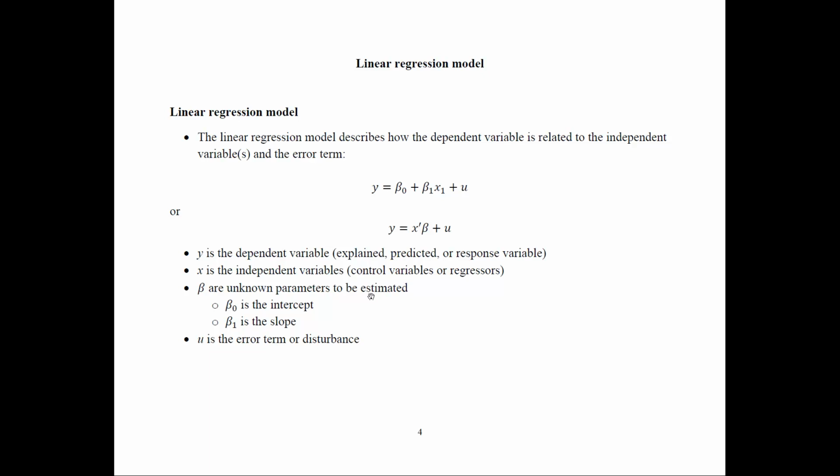And beta are the unknown parameters to be estimated. We don't know what these are, but we're looking for a relationship there. And in the specific case where we have only one independent variable, beta 0 would be the intercept and beta 1 would be the slope. And u again is the error term.